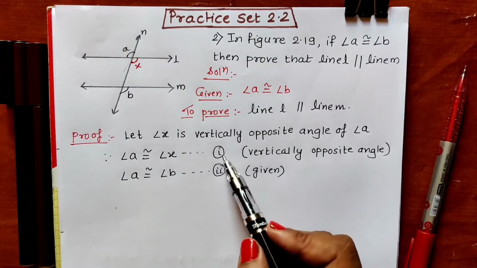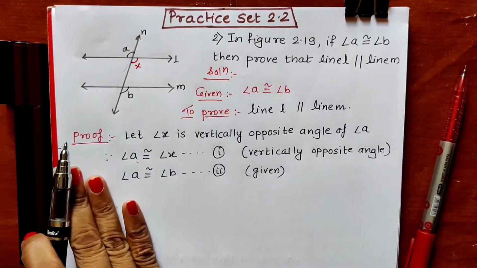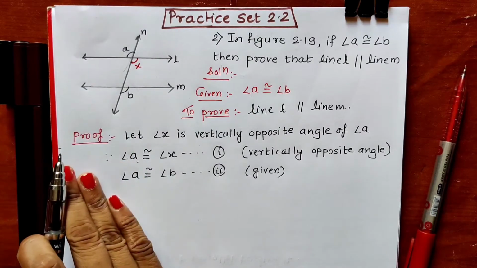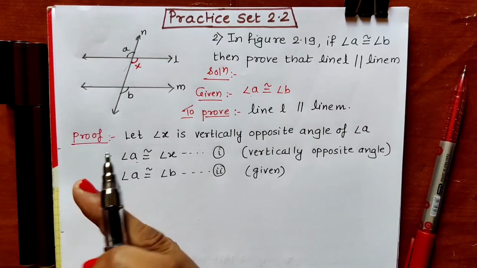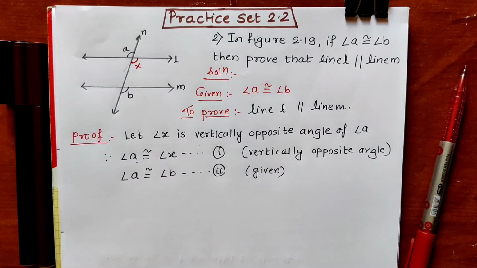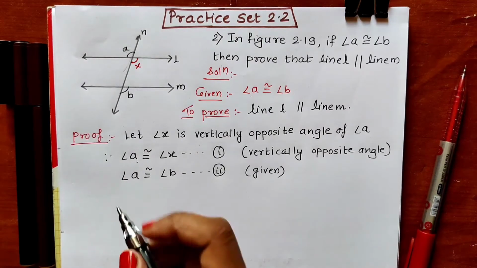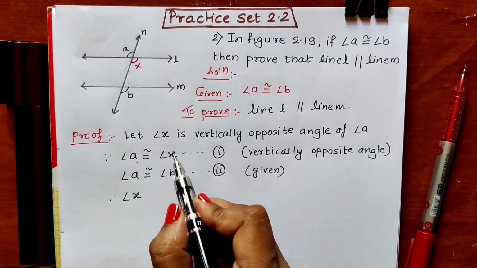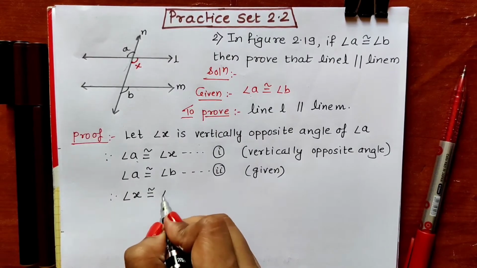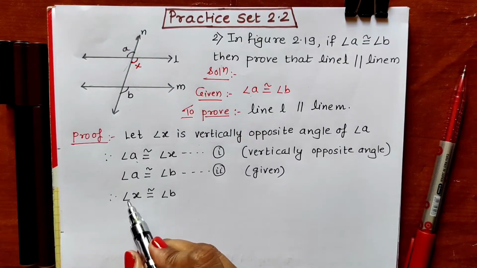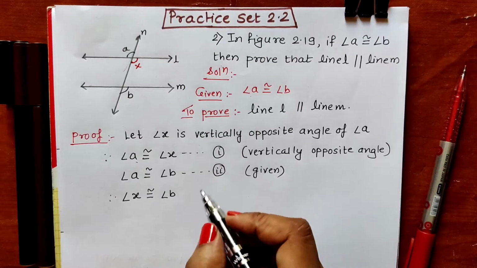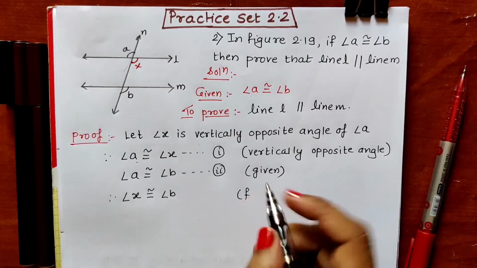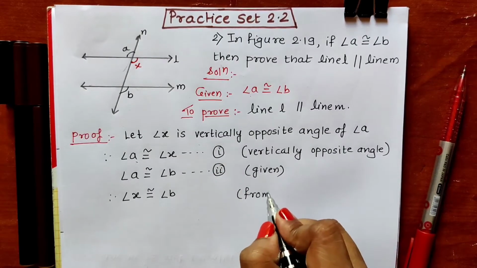Now see children, observe this 1 and 2. In 1 and 2, the left hand side is the same, angle A. As the left hand side is common, automatically the right hand side will become congruent. So the right hand side is x and B. Therefore angle x is congruent with angle B. This we have got from 1 and 2. The reason for this particular step is that we have got it from 1 and 2.